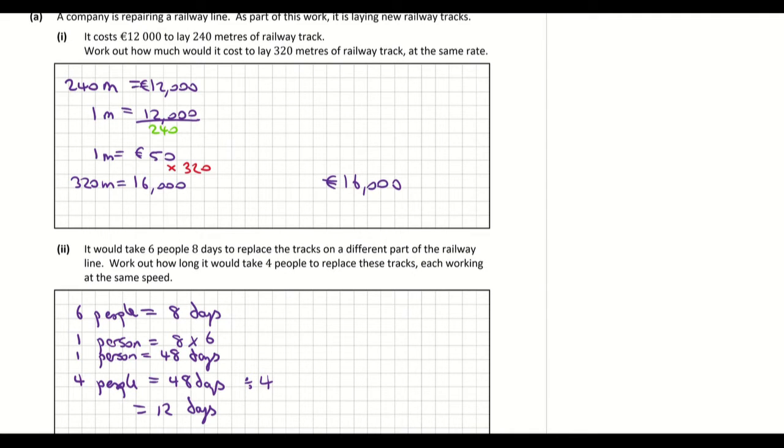Now, always do these questions with a little bit of common sense. It's surely going to take 4 people longer than 6 people. So the 6 people did it in 8 days and the 4 people did it in 12 days. That kind of makes a little bit of sense. Many different ways you can look at that question. You can look at it using ratios as well. So whatever way works for you.